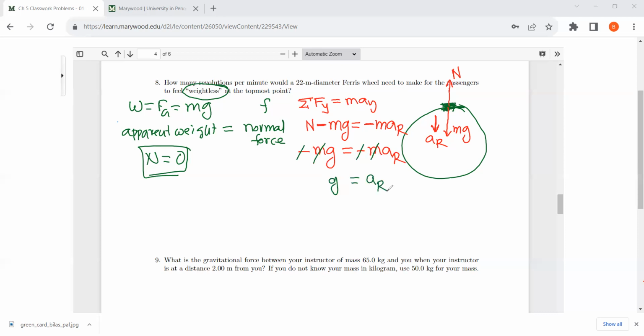So that means the person at the top of the Ferris wheel, at this position, will feel weightless when the centripetal acceleration is equal to the gravitational acceleration. That's good, but it asks us to calculate the frequency. So to calculate frequency, let me substitute the expression for the centripetal acceleration, that's our favorite form of the equation.